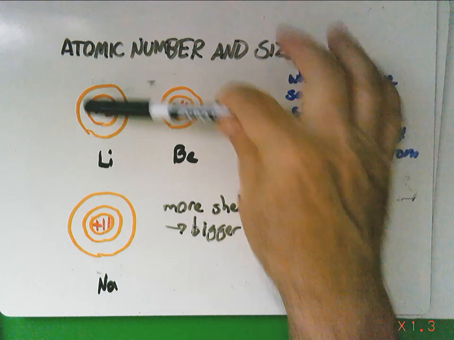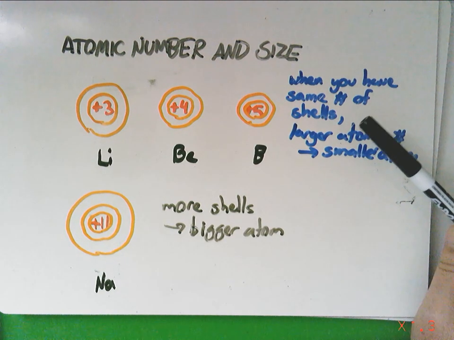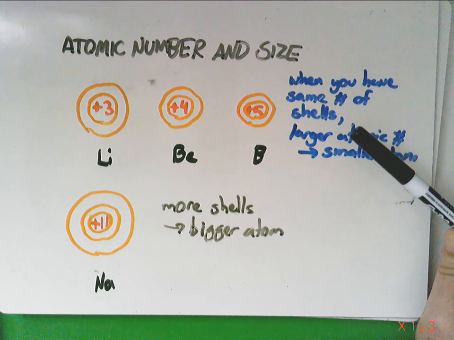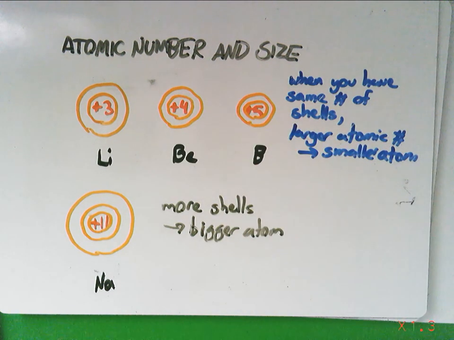Now this trend here works inside isoelectronic series. Those are series that have identical electron configurations. They have the same number of shells, so you can compare things in an isoelectronic series just by looking at the atomic number. The thing with the biggest atomic number will be the smallest whenever you have the same number of shells.